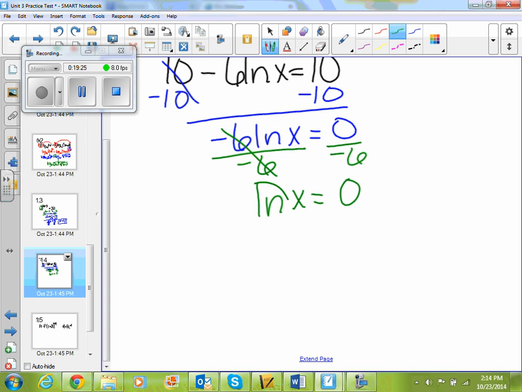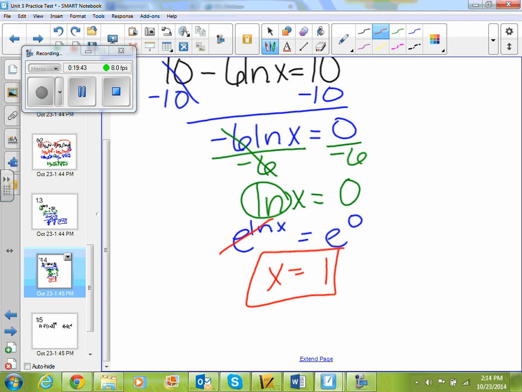And then to get rid of a natural log, I know that I need to make this have a base of e, so e to the natural log of x equals e to the 0. And then those cancel, and e to the 0 is just 1, because anything to the 0 exponent is 1.